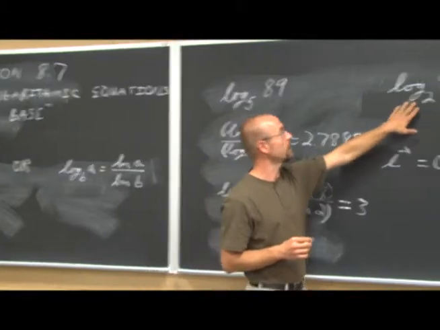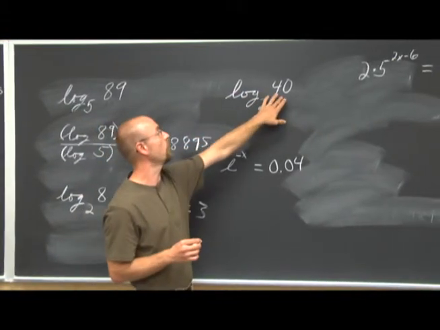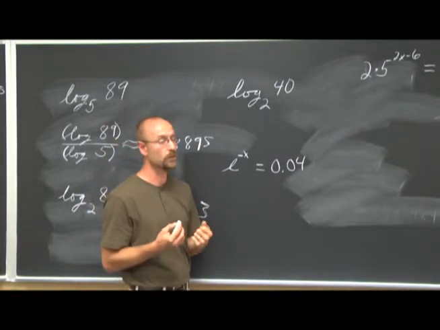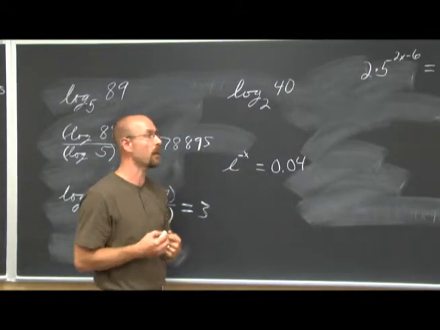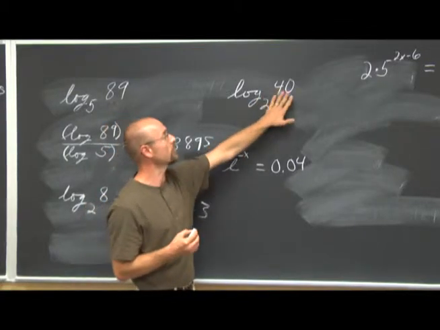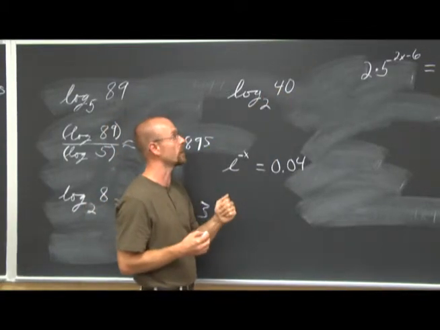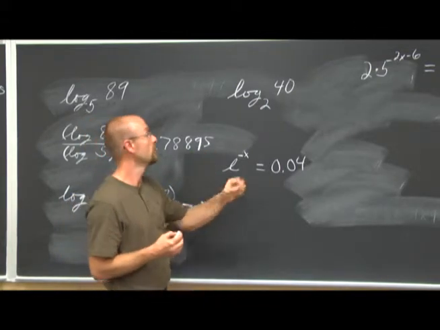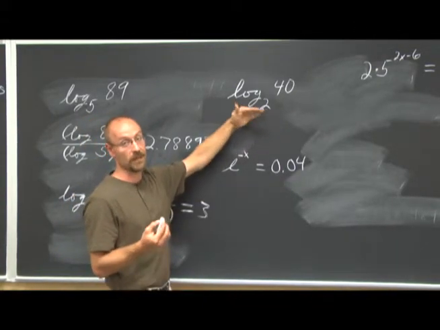But what if we have something like this? We have log base 2 of 40. Well, if I think about it, 2 to the 5th power is 32. 2 to the 6th power is 64. So whatever this value is equal to is somewhere between 5 and 6. But it's an estimated value.